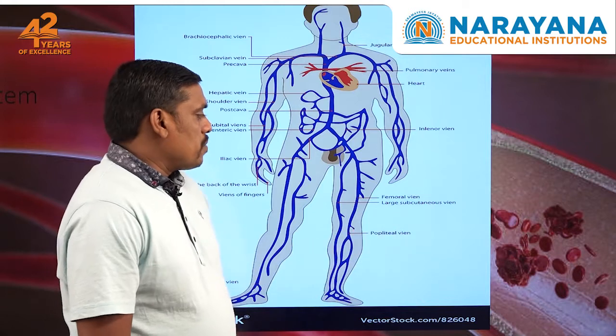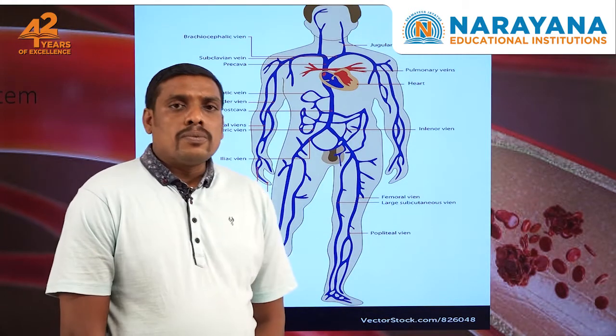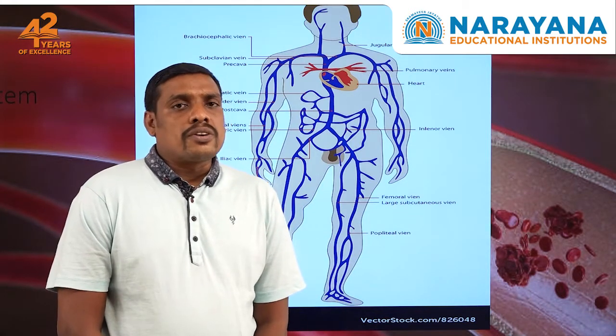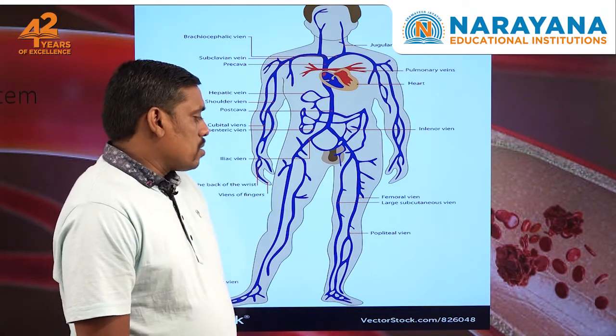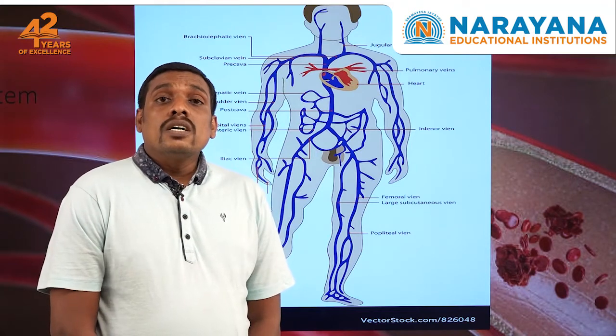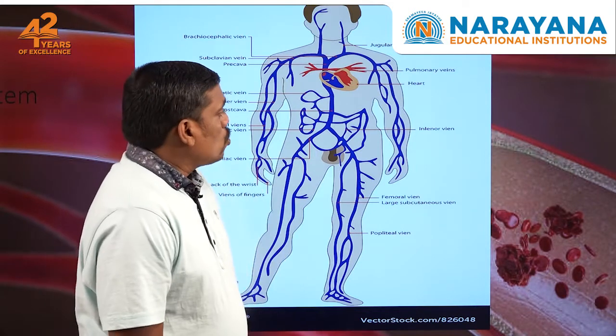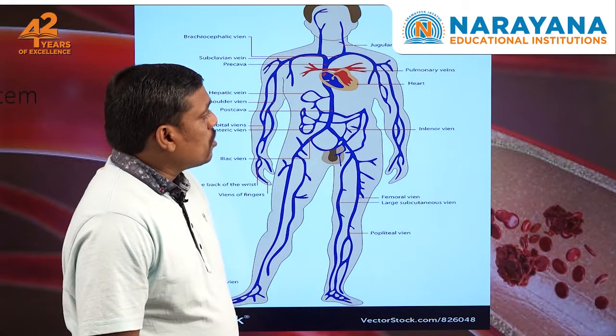Large subcutaneous vein you can see, which collects the blood from the subcutaneous layer of the skin, and a papillary vein which collects the blood from the kneecap. So like this, there are major veins.